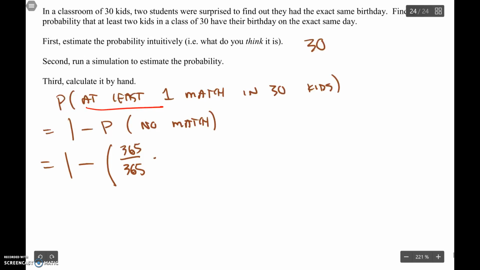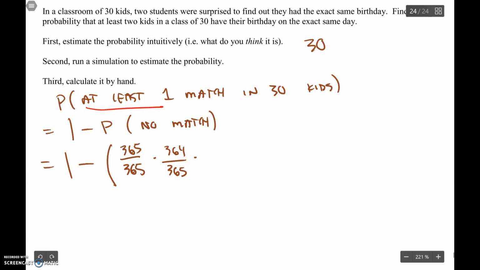Times the second kid comes in. Now there's 1 kid already in the room, so the probability that new kid's birthday is the same as the other kid's is 1 out of 365. That's a probability you do get a match. Well, the probability you don't get a match is 364 out of 365. Because there are 364 days that kid's birthday can be so that he doesn't match up with the first kid.